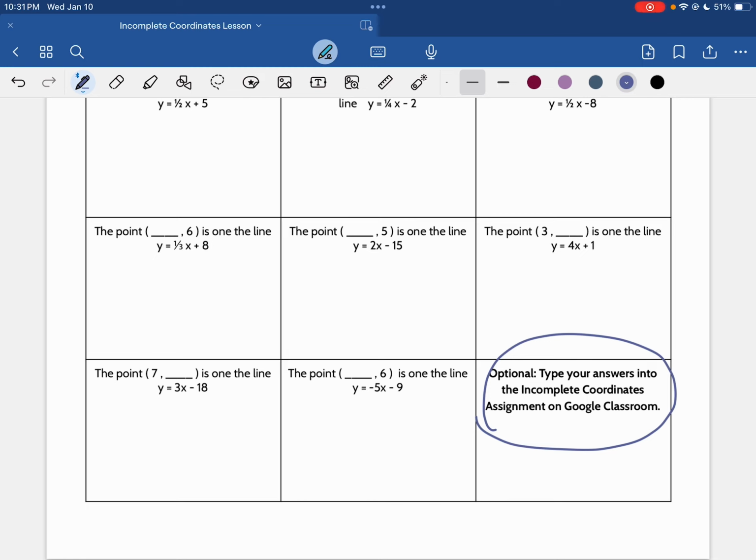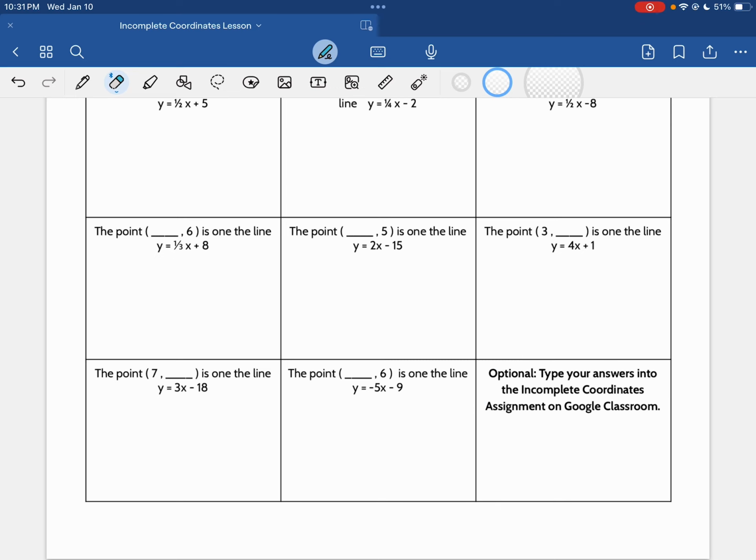Okay, this one's New Year's themed since it's January. Okay, that is optional. It is not worth more points. It's just a little bit more fun mixed into your assignment, and it helps you check your answers if you want to. You could even work with the person sitting next to you.